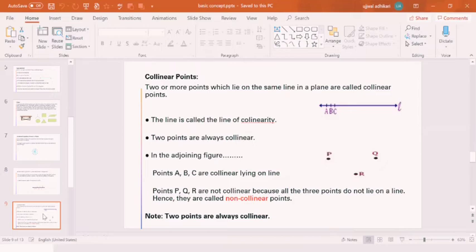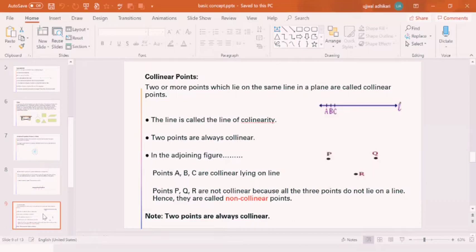To say it even more simply, when we draw a straight line, if that straight line covers all the given points, or if the straight line touches all the given points, those are collinear points. The line is called the line of collinearity.